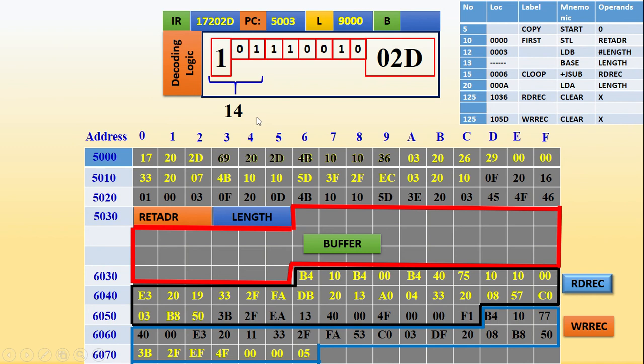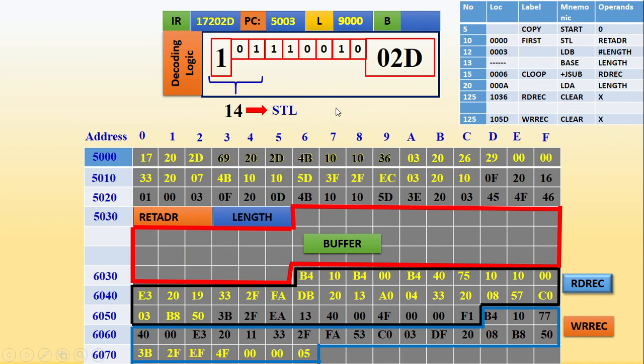So opcode 14 indicates it is STL. We can understand STL, but the microprocessor cannot understand STL. For the microprocessor, STL means 14. Now what the microprocessor does is it has to store whatever is there in the linkage register in the target address. So it is the responsibility of the microprocessor to calculate this target address.